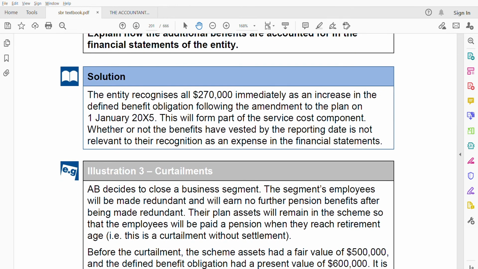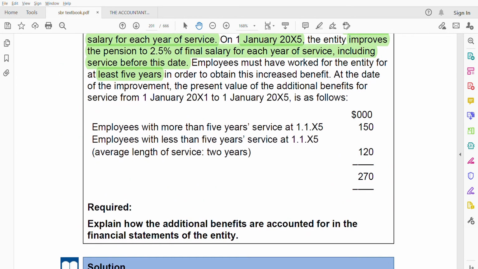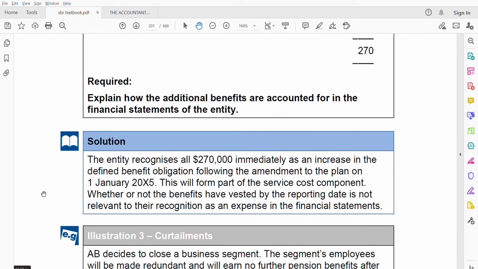If you see the solution, it's just 150 plus 120, so 270. Okay. So entity recognizes all 270 immediately as an increase in defined benefit obligation following the amendment to the plan on 1st of January 2005. Okay. This will form part of the service cost component. It will be in the service cost component. Together you have to take all. Whether or not the benefits are vested by the reporting date, it is not relevant to the recognition as an expense in the financial statements.